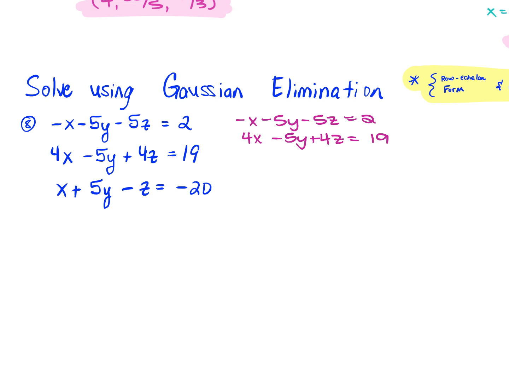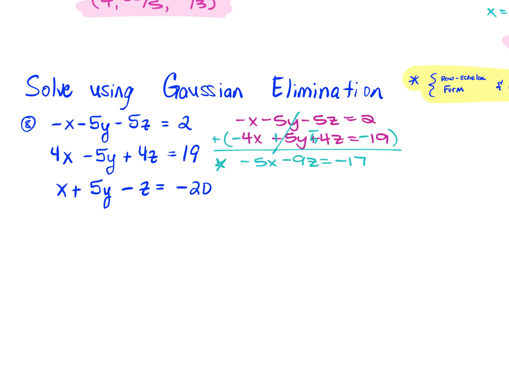To me, it looks like the easiest thing to eliminate here would be my y's. So I would just change the sign on everything here, and then I could add them, and my y's would cancel. So this would leave us with negative 5x minus 9z is equal to negative 17. That's your new number 1.